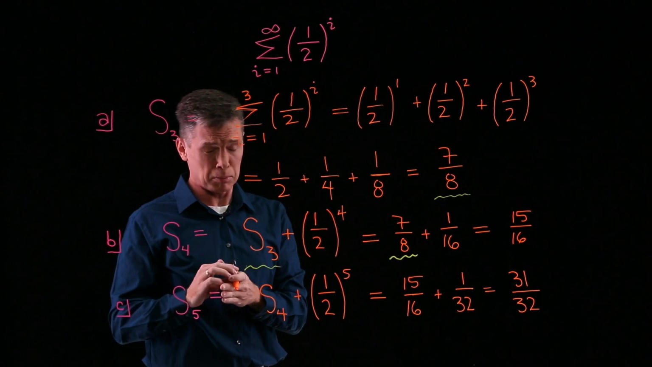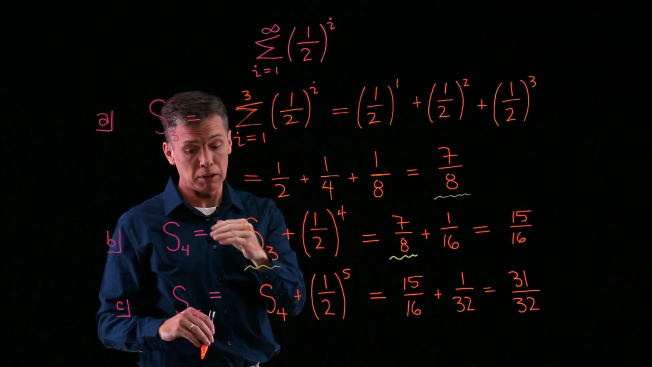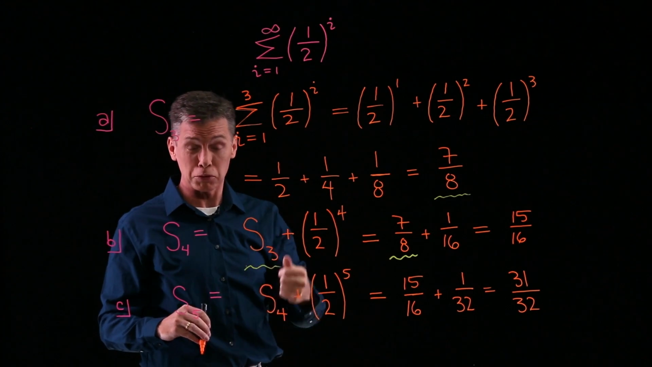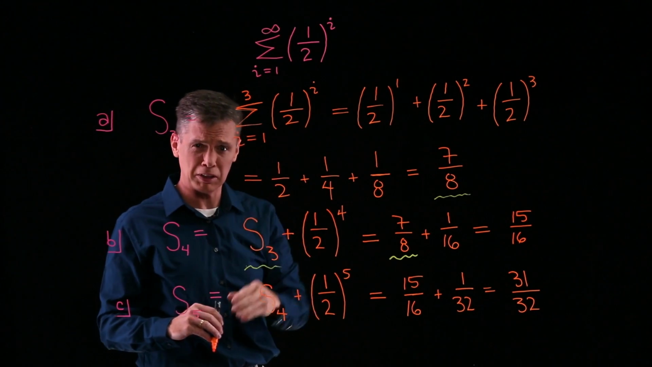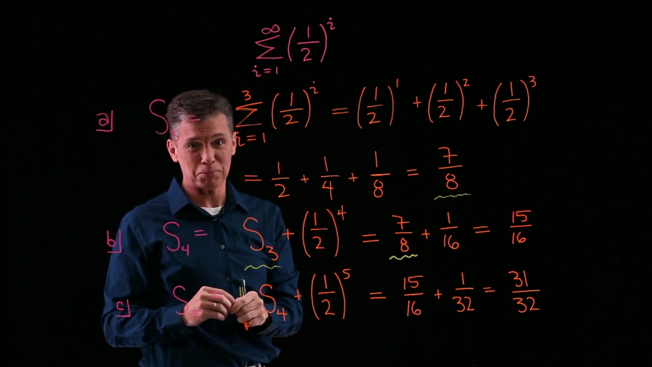All right, that's the concept of a partial sum, is you're only doing a few of the infinitely many terms. But you can build off the other ones once you've done, like S sub 3 to get S sub 4. Okay, hope that helps, but you know you have to practice some more on your own.